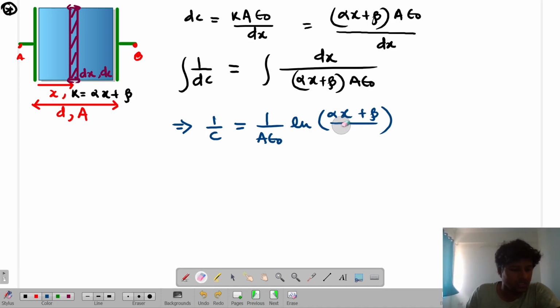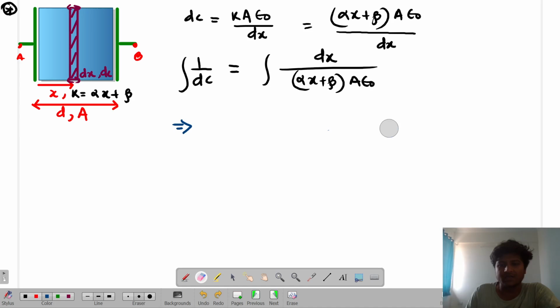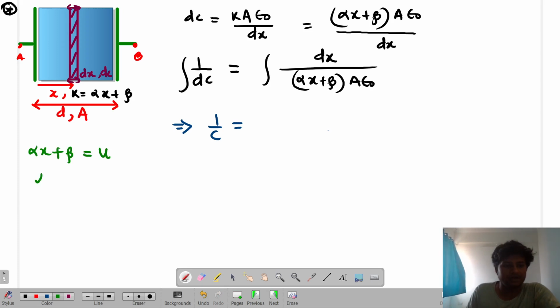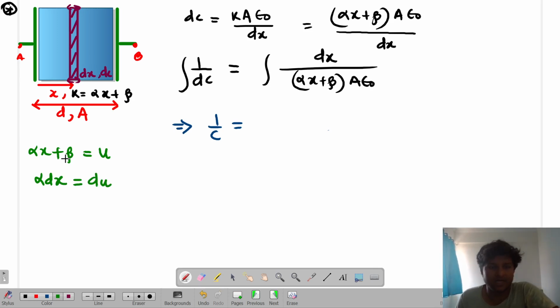One minute. I think don't do it this way, but let's check what comes. Consider 1 by C is equal to the integral, whatever it is. So let us just consider alpha x plus beta as u, right or not? So can I write alpha into dx equal to du, isn't it? Because beta will become zero. Beta is a constant term, so its differentiation will become how much? Zero.